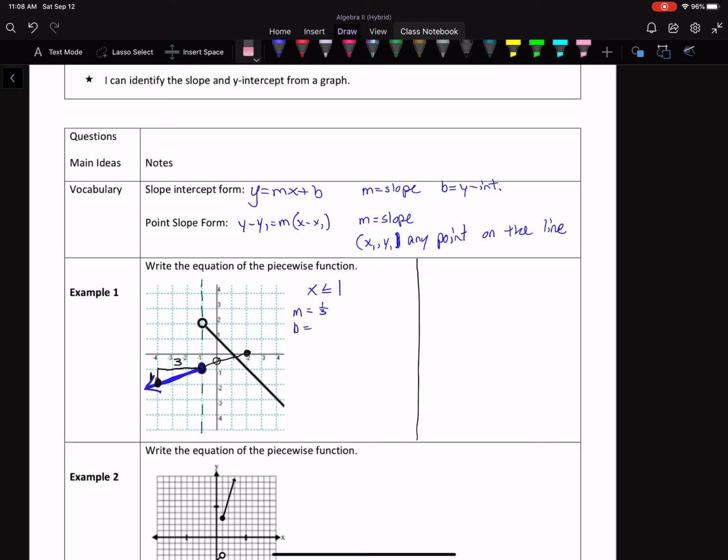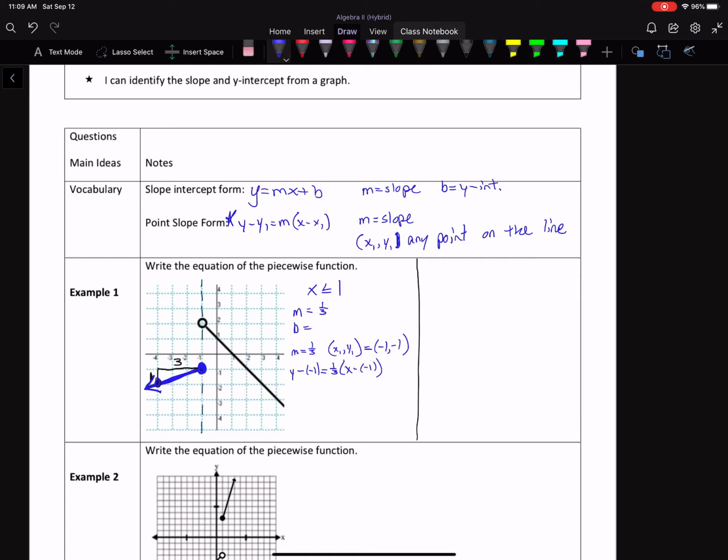So here's where your point-slope form comes into play. I do have my slope and I do have a point. You can pick either one of these 2 points here. I'm going to go ahead and use (-1, -1). So I have m as 1/3, and I have x1, y1 as -1, -1. Plug them into point-slope form right down here. So y minus -1 equals 1/3 times x minus -1.